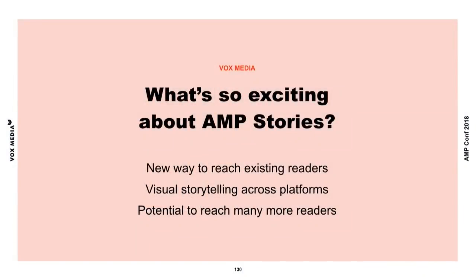So what's so exciting about AMP stories for a publisher like us? Firstly, search is an important way for any reader to find our stories. From AMP, our readers are now used to finding us on mobile search right away, and we want to be able to reach them through visual stories on mobile search right away as well. This is a good opportunity to experiment with visual storytelling across platforms.